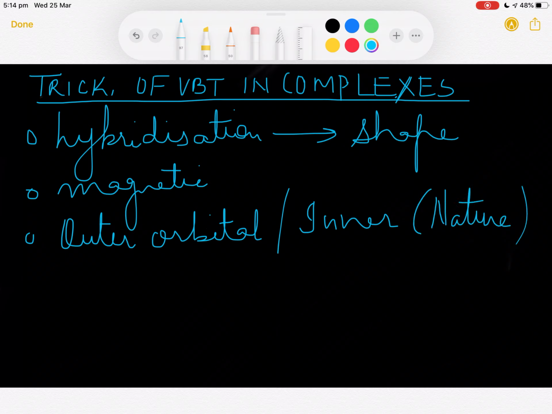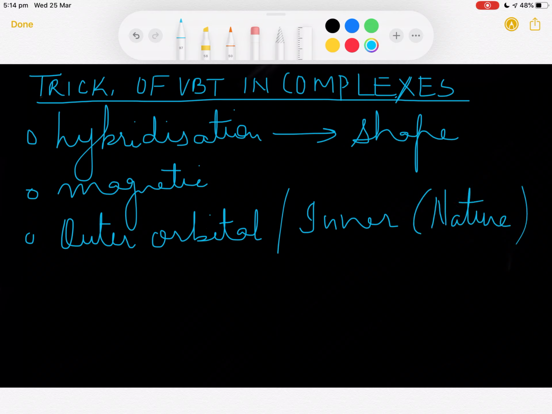Another important thing you should also remember: if the ligands are strong, they are said to be low spin. Remember this. And weak ligands are said to be high spin. What exactly is meant by low spin and high spin, we will be learning in this video. So keep watching. Let me set the next page so that I can work out a few examples for you. So here we go.